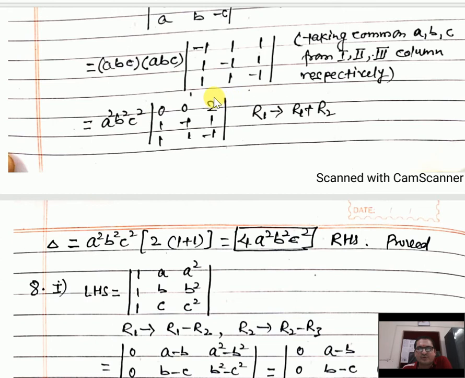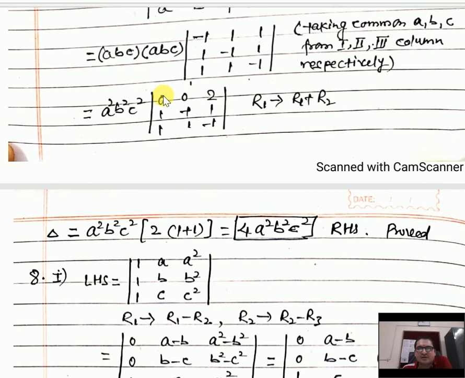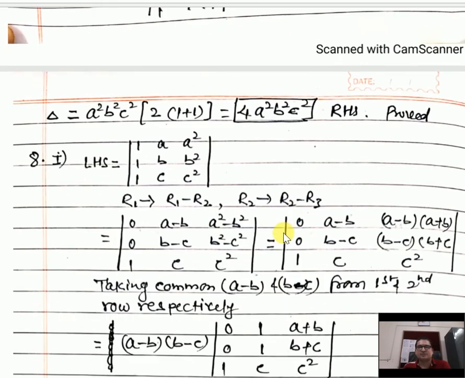Now you can expand, a square, b square, c square. This is 0, so no need to write about it. Expand with C3, this value is 2, and cover R1 and C3. So 1 into 1 minus 1 into minus 1, so plus 1, it will be 4a square b square c square.